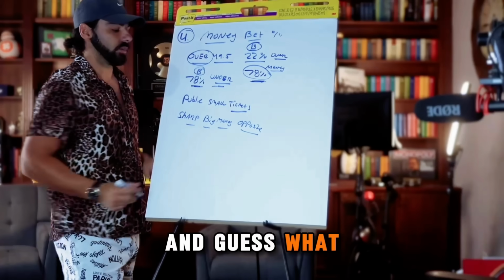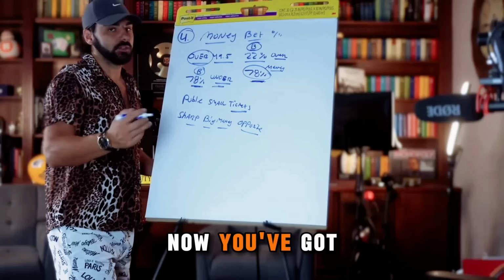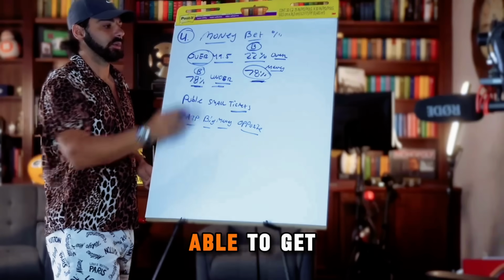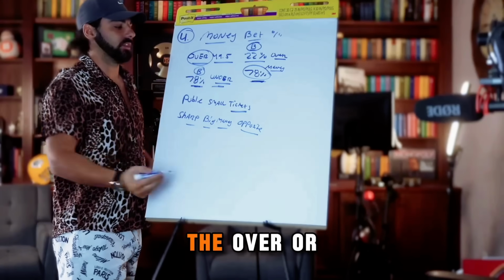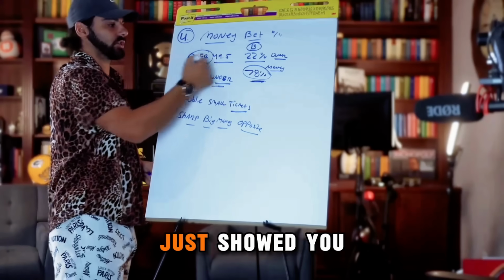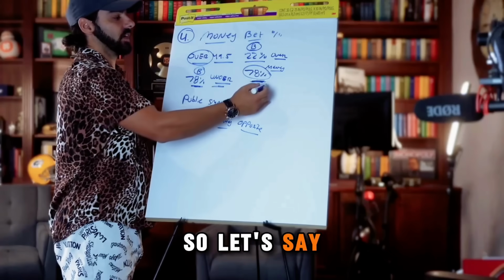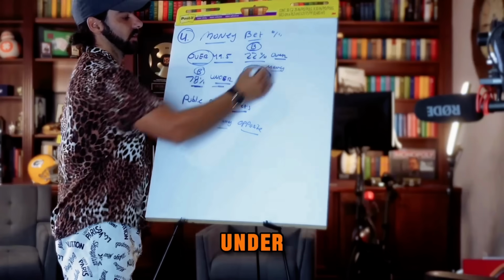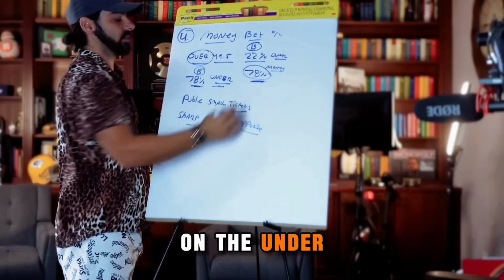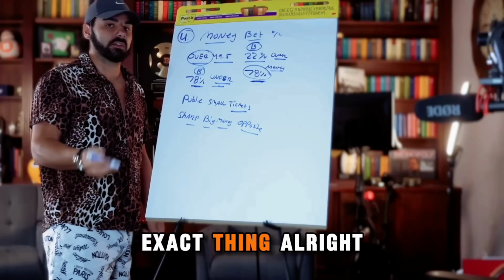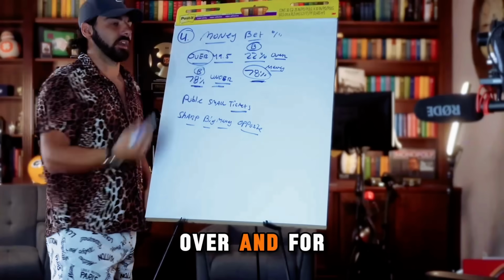And guess what? Once you find that mixture, now you've got yourself a way better probability of being able to get a total, whether it be the over or the under. Everything that I just showed you for the over, for the under, it's just the complete opposite, all right? So let's say that we had 22% of the bets on the under, but 78% of the money was on the under, and 78% of the bets were on the over. It's the same exact thing, all right? You could use it for the over and for the under.